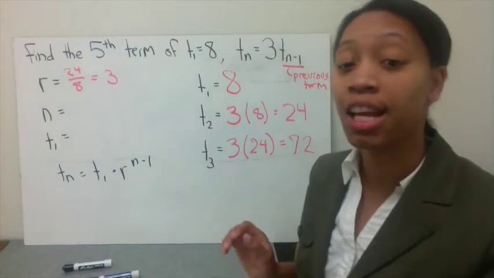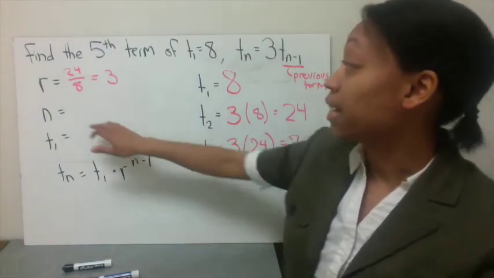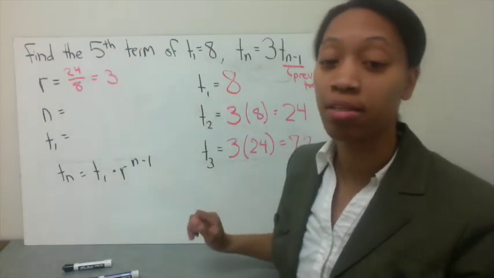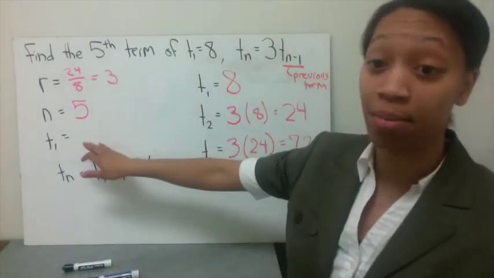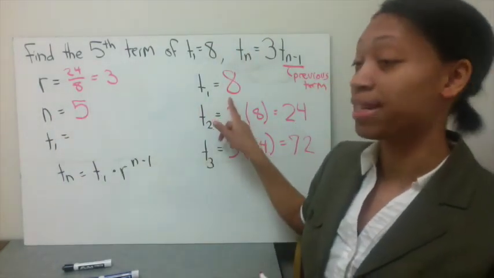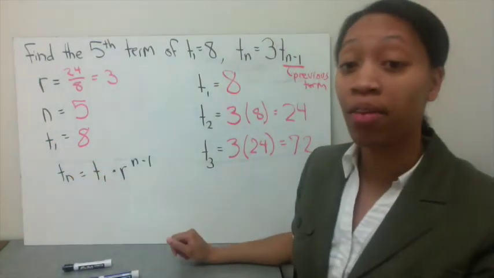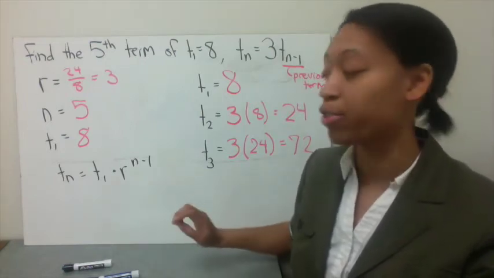Okay. It looks like my common ratio is 3. And n is the number of terms in the sequence. I'm looking for the fifth term, so I'm going to use n equal to 5. And t1 is my first term in the sequence, and the first term is 8. So now that I have all the values, I can plug into the formula to find the fifth term.